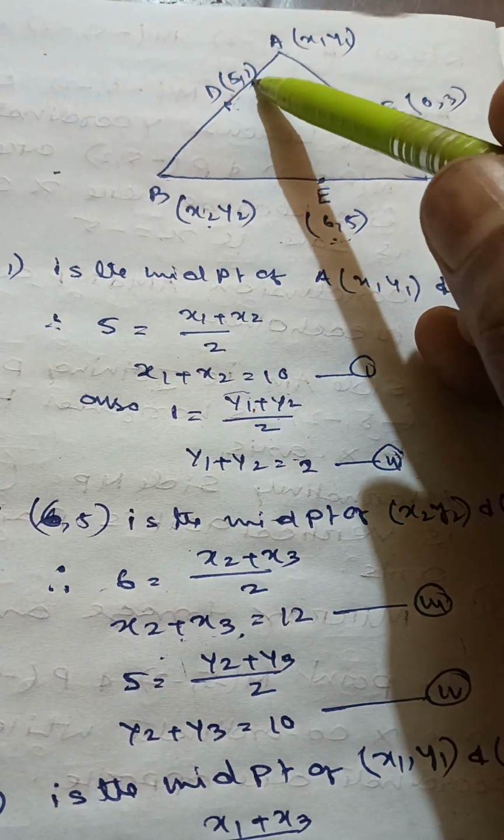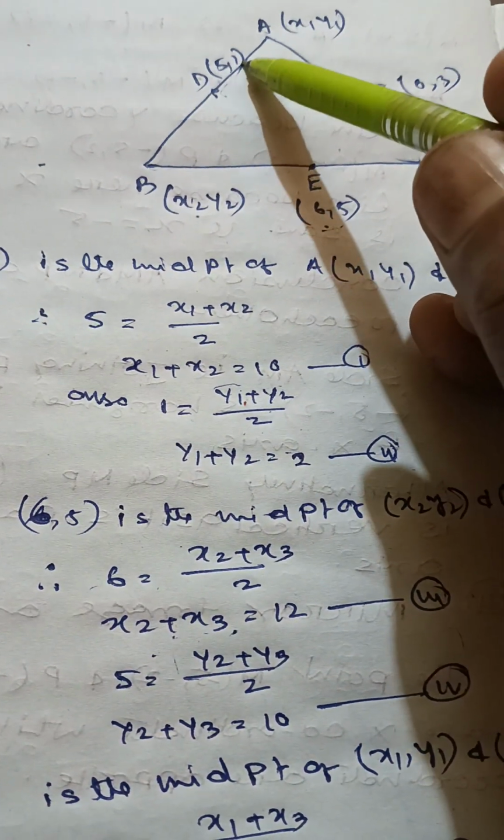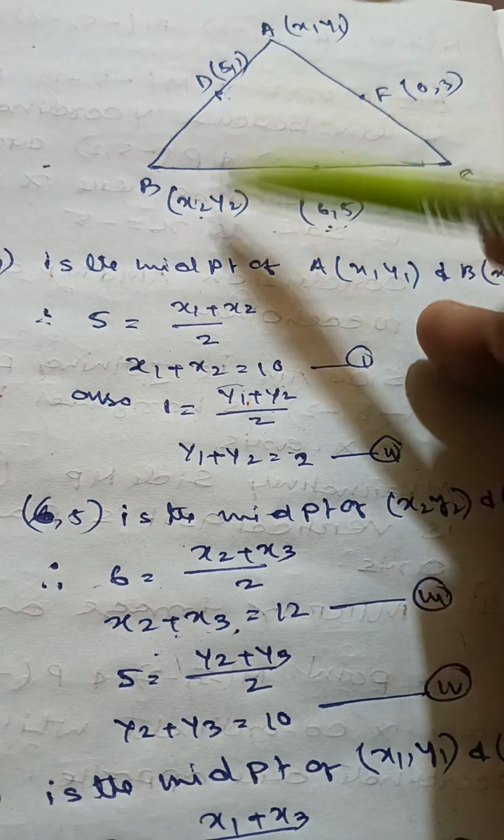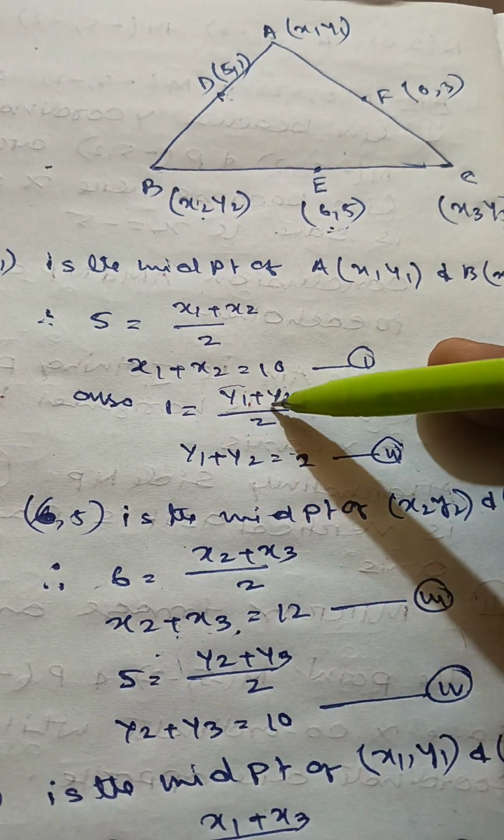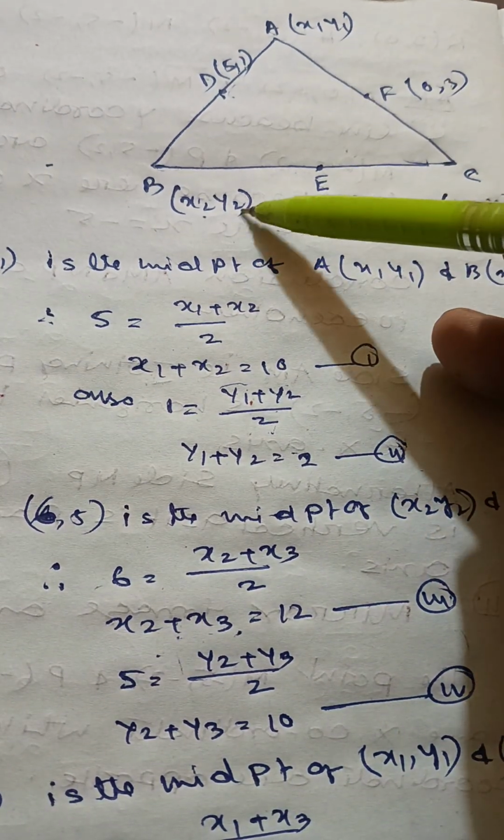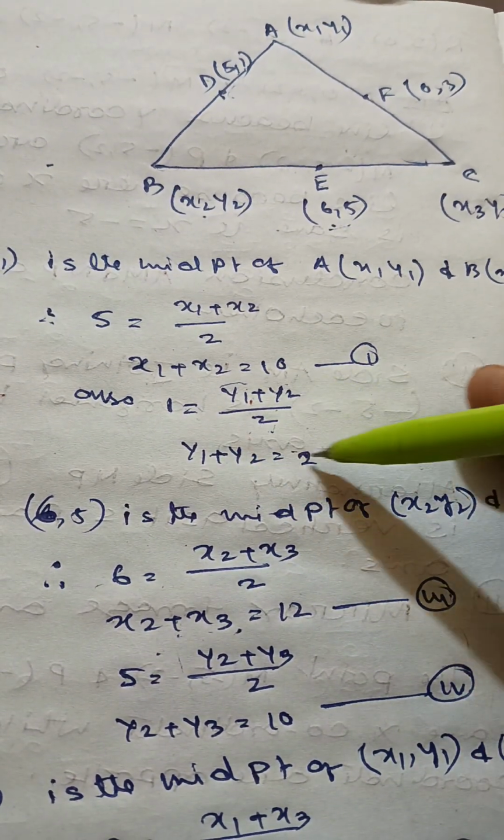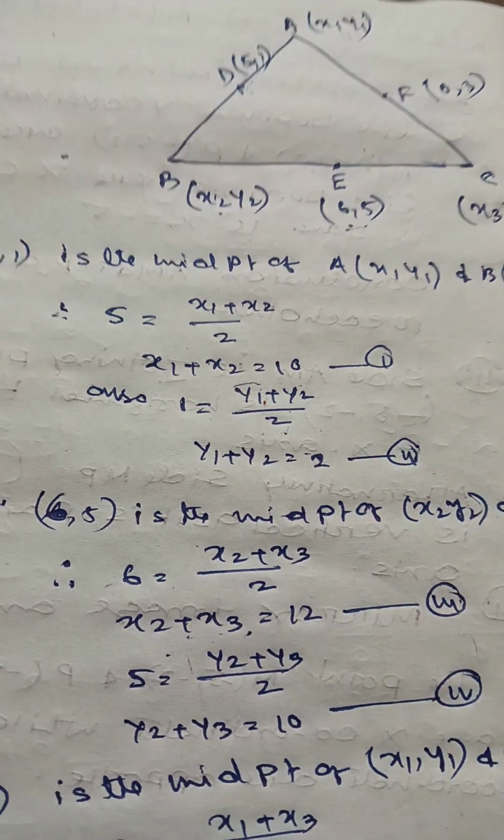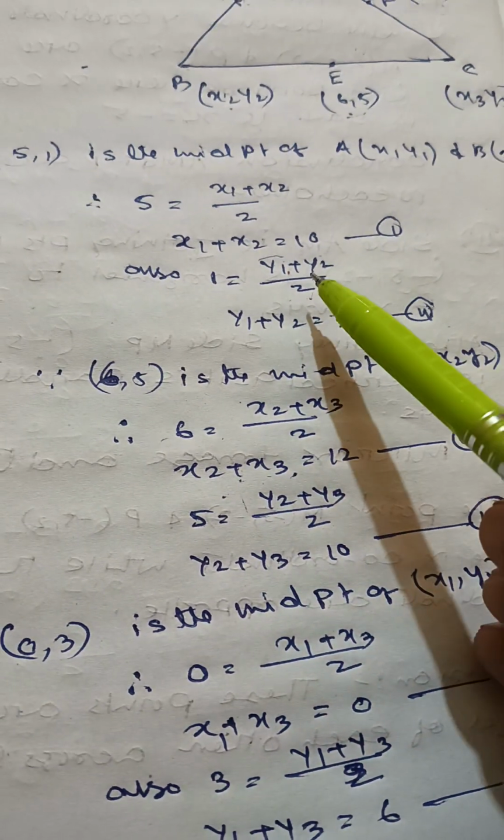Similarly, the y coordinate of the midpoint is 1. So I have written 1 equal to (y1 plus y2) by 2. After cross multiplication you will get y1 plus y2 equal to 2. So these are the two equations.